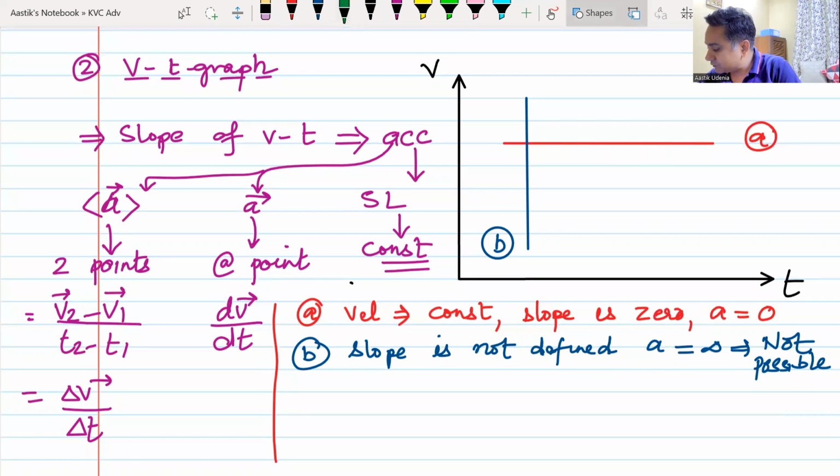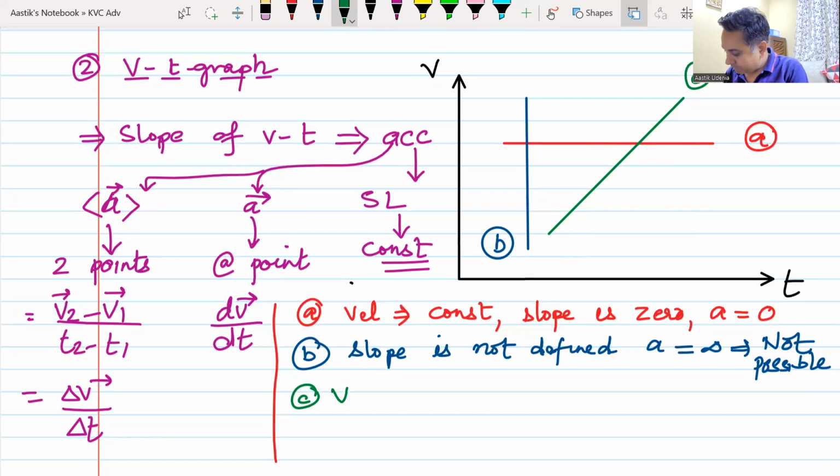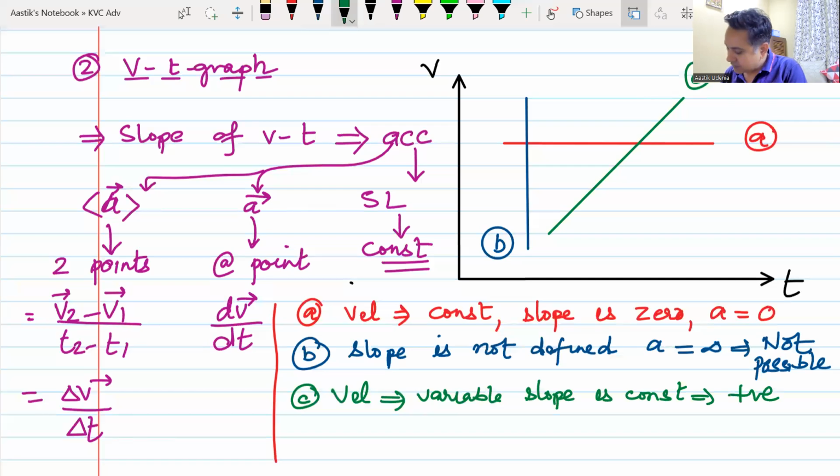If I have, and I'm drawing all the graphs in the same line, this green graph, graph C, velocity is variable, slope is constant, slope is positive. Time is increasing, velocity is increasing, therefore acceleration is constant and positive. Do we understand this? Yes or no? Raised hands will give me more confidence that we are on the same track.